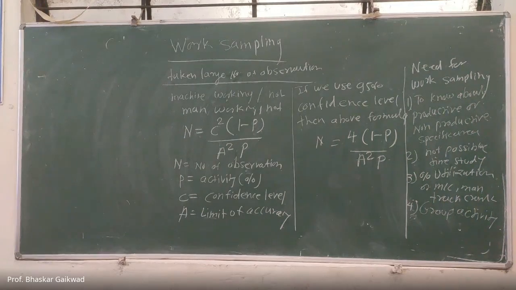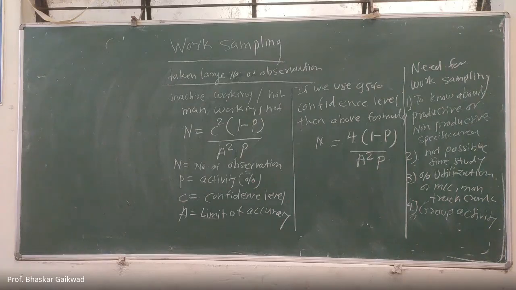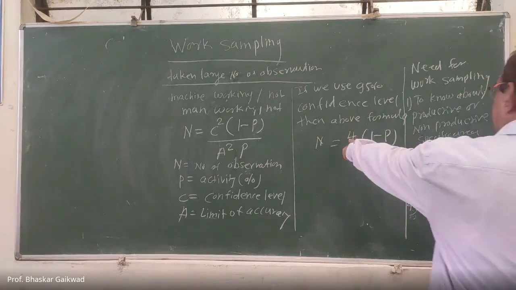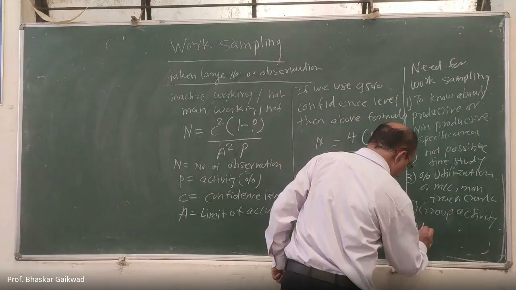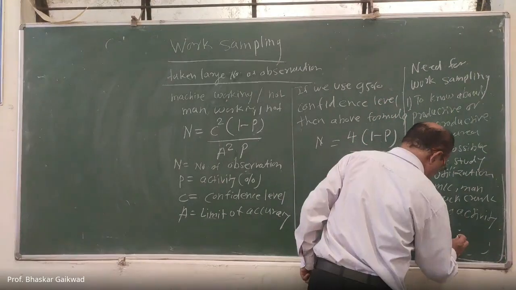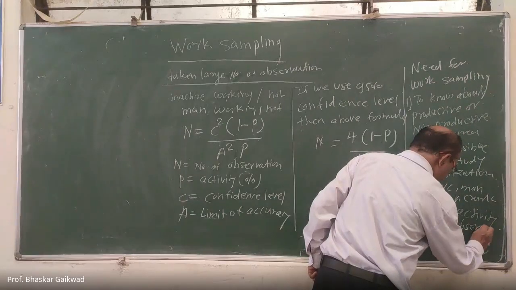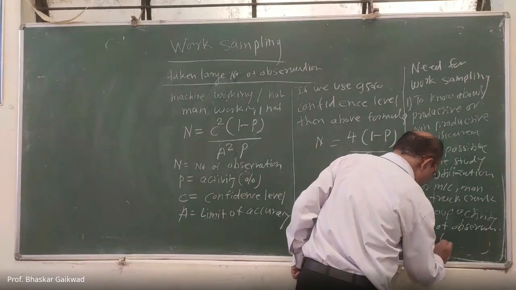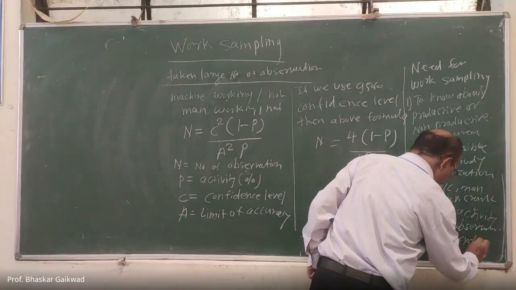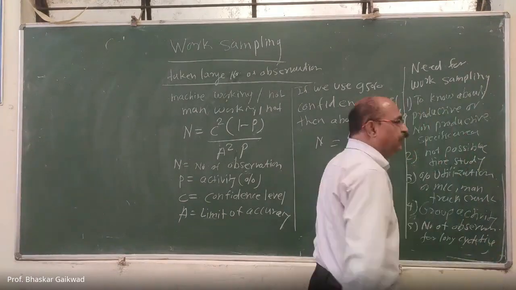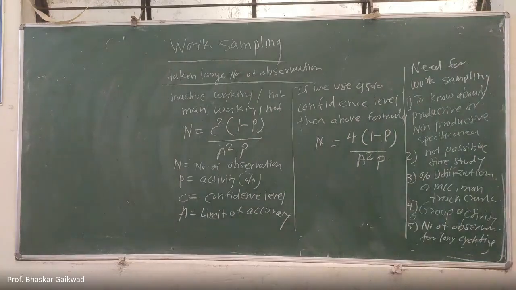Then next, the need of number of observations for long cycle time. How many observations can we take? Continuous production is there, mass production is there. Then how many samples, how many observations are we going to take? This we can get through work sampling. So these are the six advantages.